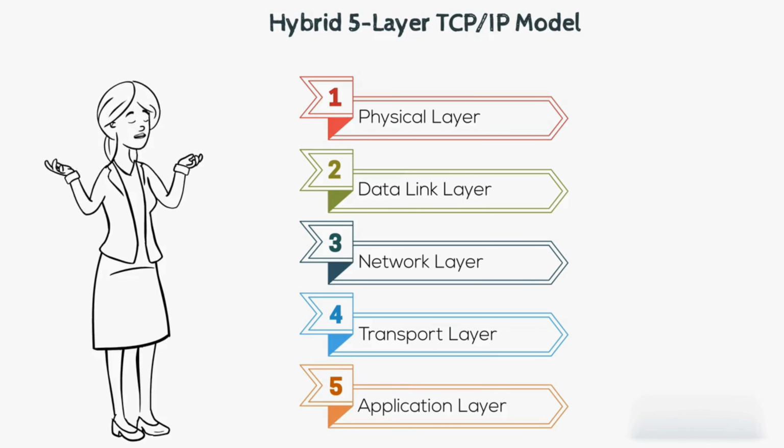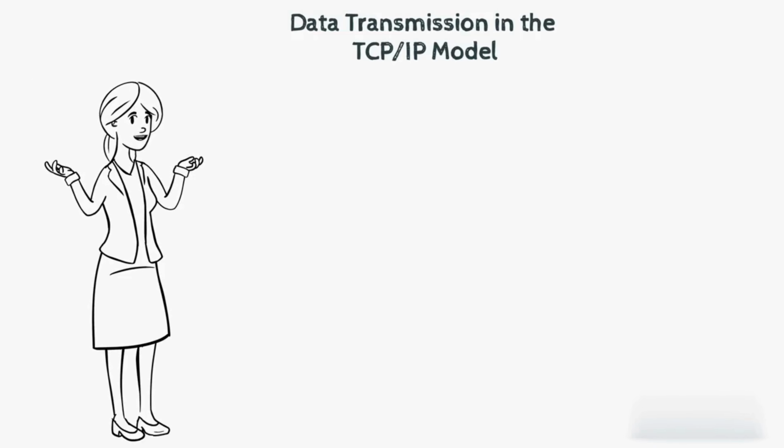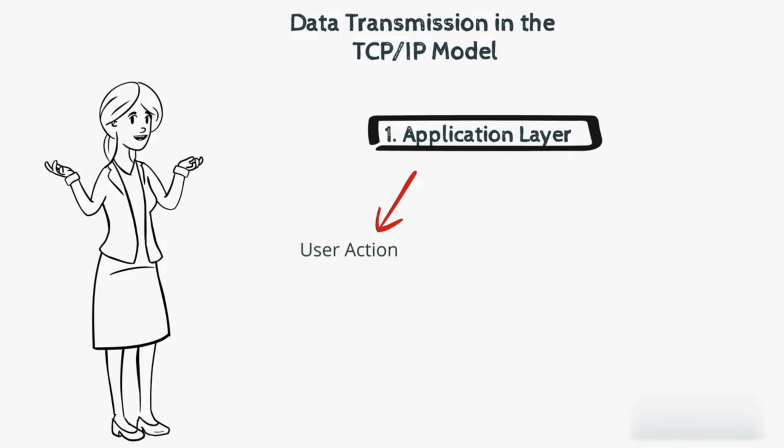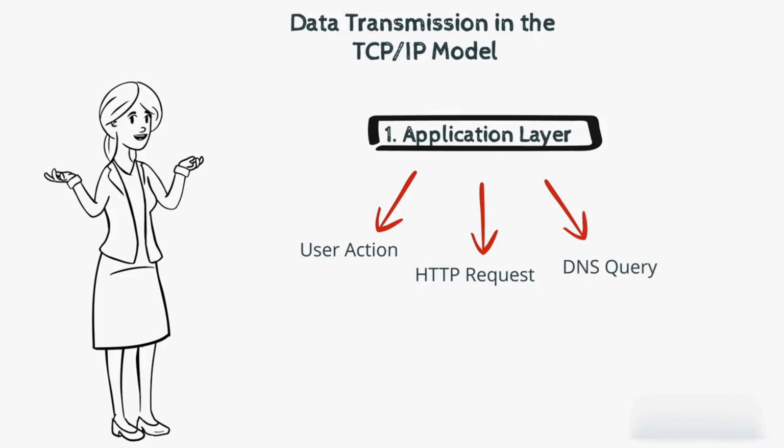Data transmission in the TCP/IP model. Consider an example of data transmission using HTTP in a simplified 5-layer TCP/IP model. 1. Application layer. User action. The user enters a URL, e.g. www.example.com, into their web browser. HTTP request. The browser creates an HTTP GET request to retrieve the web page. DNS query. The browser may also initiate a DNS query to resolve the domain name www.example.com to an IP address.